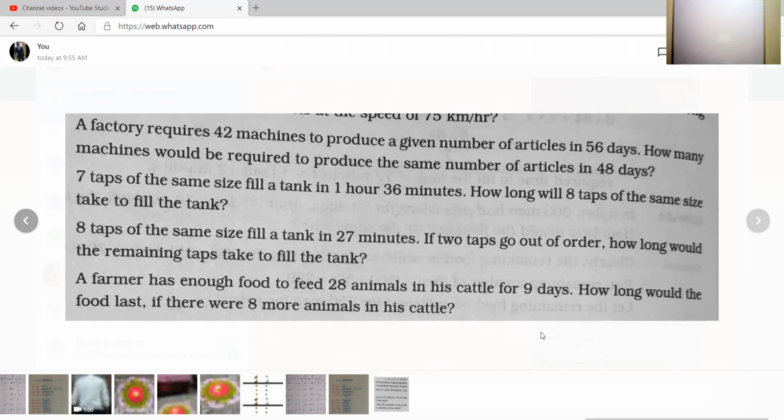Okay, so first term work is not checked. Only the second term work is checked by the teachers. So I don't think you will need it for the unit test, but still you can go to the school and take your copy. It must be there in the school only.